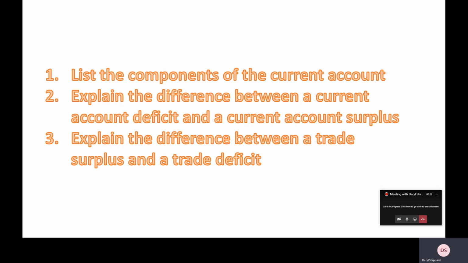What I would like you to do, please, in your writing books for your independent learning, is put down these three questions. List the components of the current account. Explain the difference between a current account deficit and a current account surplus. And then finally, number 3, explain the difference between a trade surplus and a trade deficit. If you can now hit pause, write down your answers, and once you've written down your answers, click play, please.